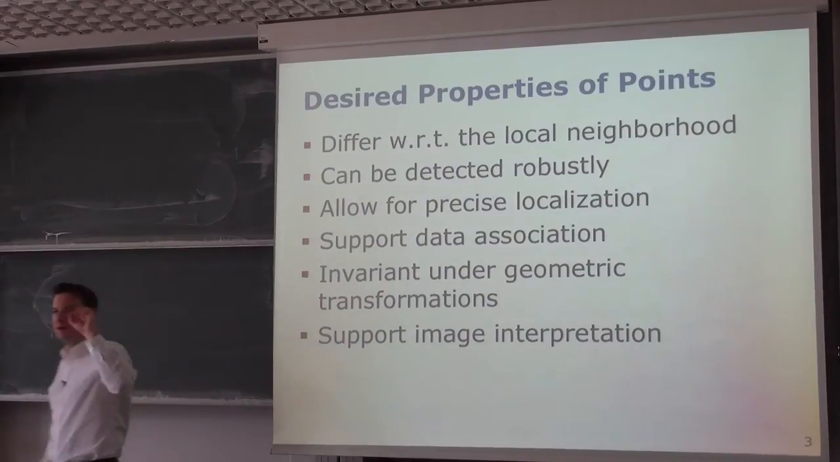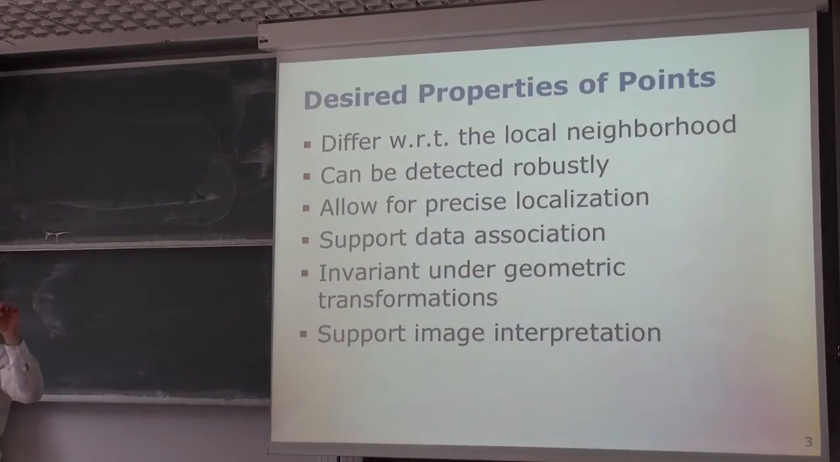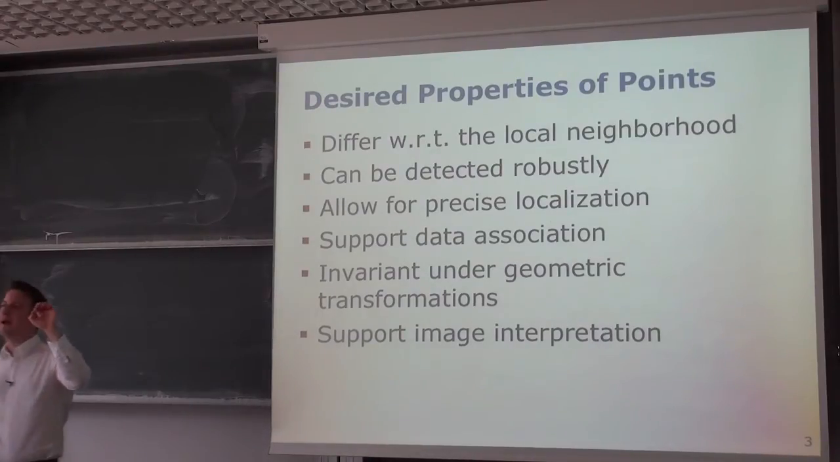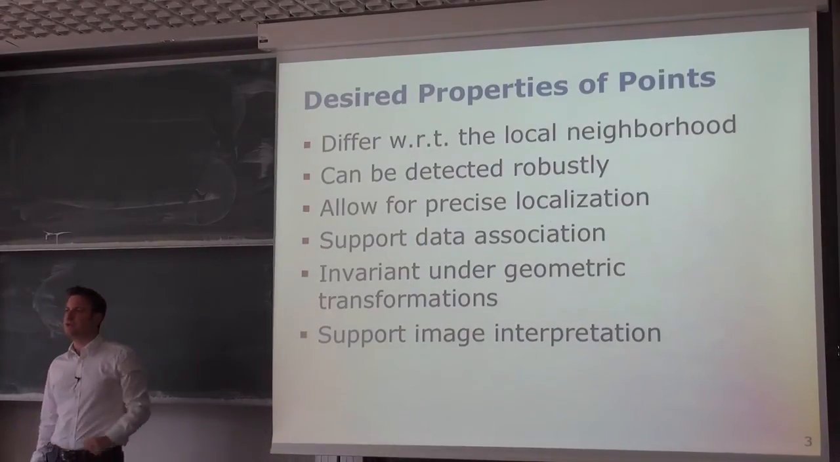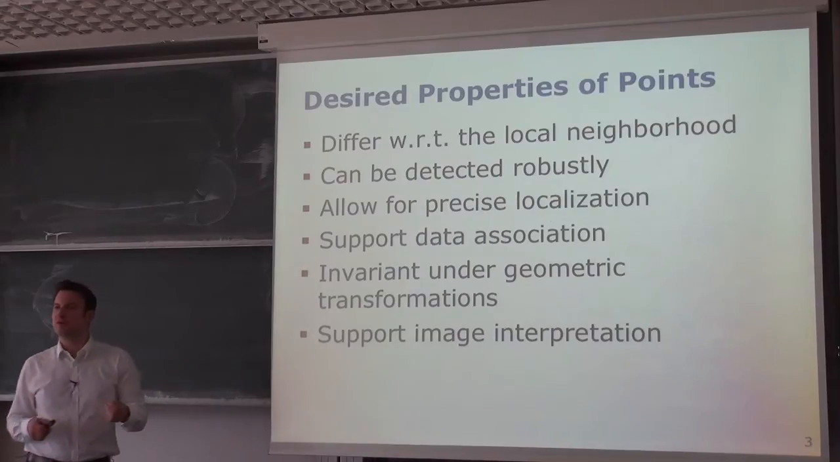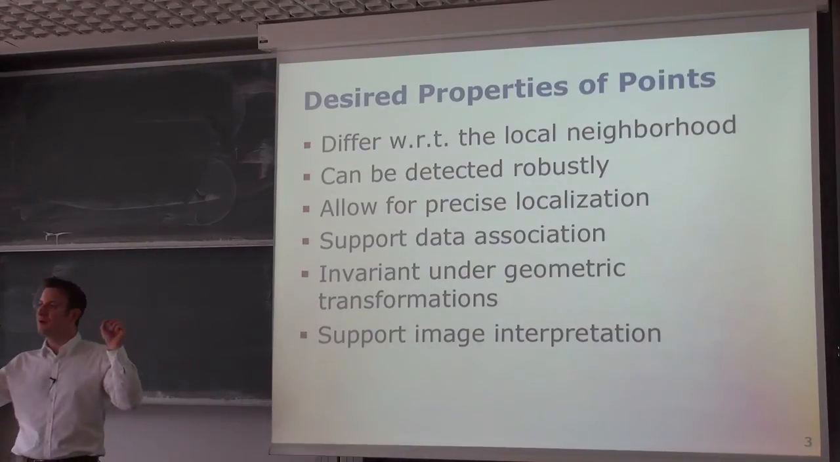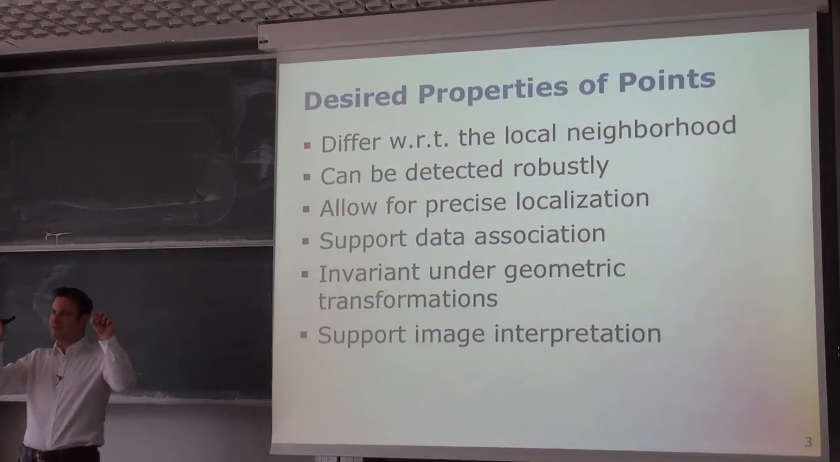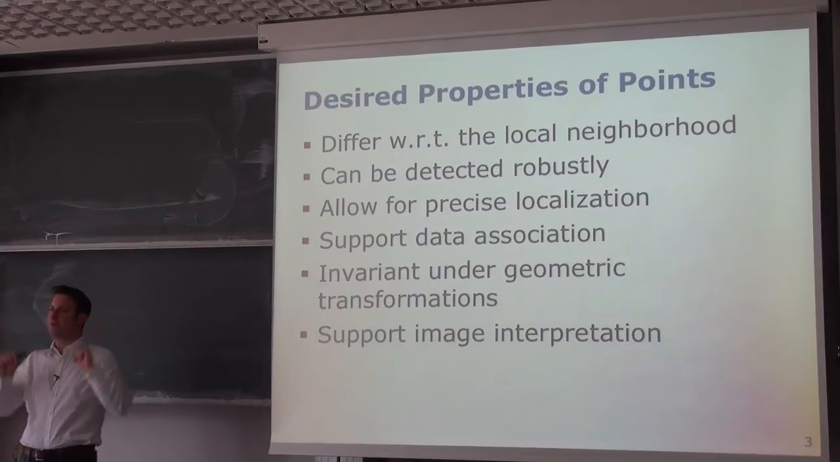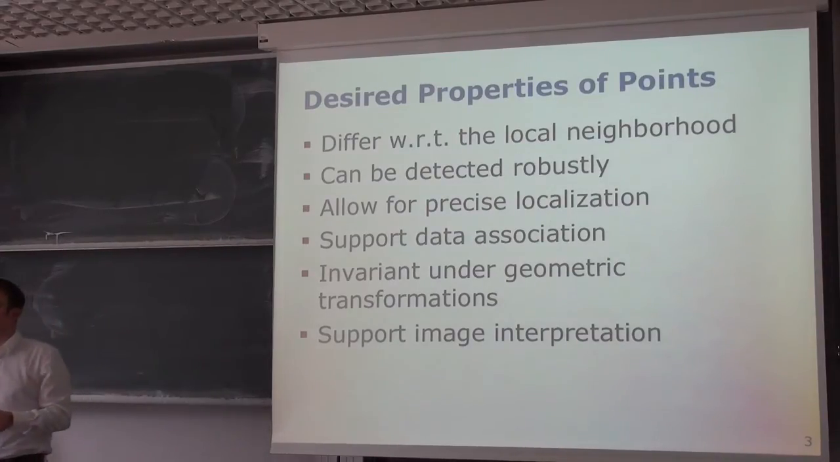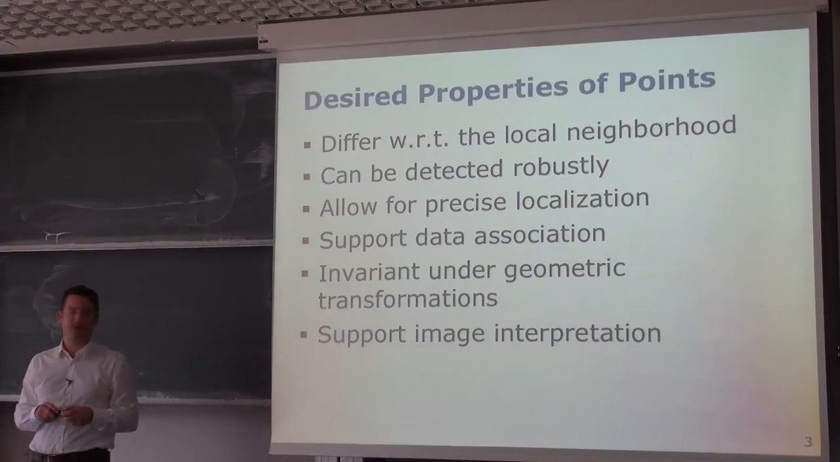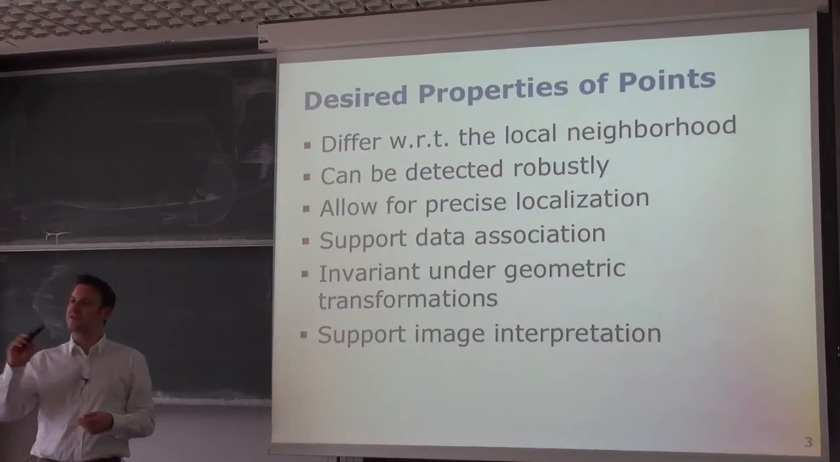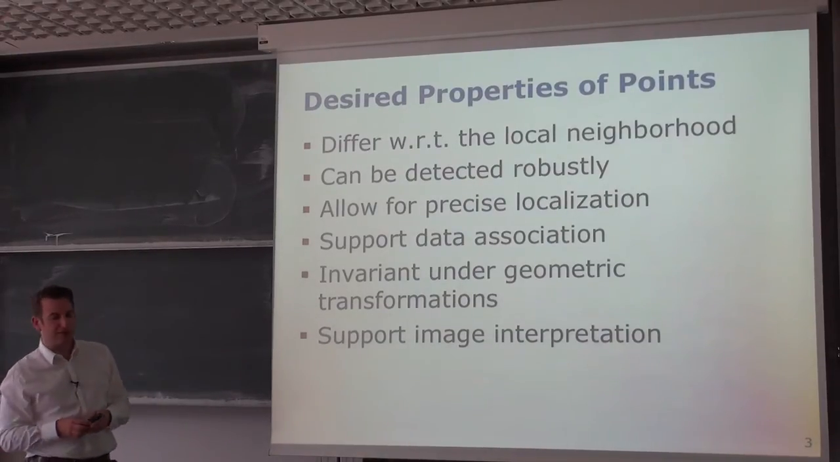As I said also before, very important, we want to allow a precise localization of those points. So we want to be able to find the correct location of those interest points as accurately as possible. So if we find them in those images, we can locate them very precisely, and we have a very small uncertainty about where they actually are in those images. Because the more accurately we know the corresponding points, the better our 3D reconstruction, so our estimation of the depth, will be later on.